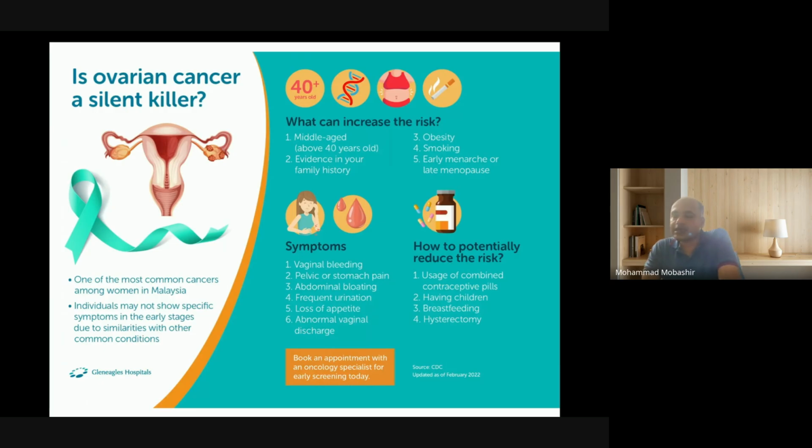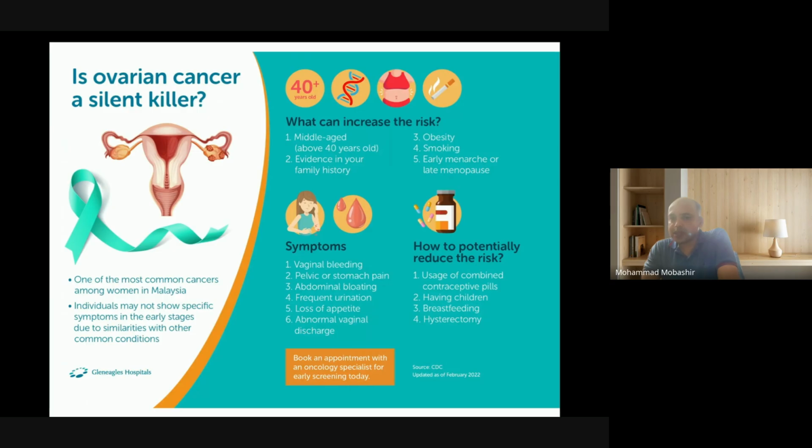Now there is a last question. Is ovarian cancer a silent killer? Yes. It is one of the most common cancers among women, not only in Malaysia or in one country, but in almost every country. Individuals may not show specific symptoms in the early stages. So, what can increase the risk? Middle age, evidence in your family history, obesity, smoking, early menarche or late menopause. Then symptoms: vaginal bleeding, pelvic or stomach pain, abdominal bloating, frequent urination, loss of appetite, abnormal vaginal discharge.